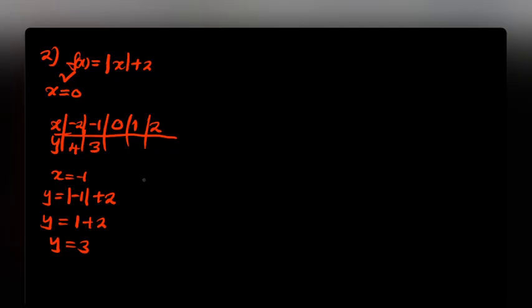Then at the vertex, that is when x is equal to 0, the value of y becomes: we have y equal to the modulus of x, where we substitute x with 0, then plus 2.